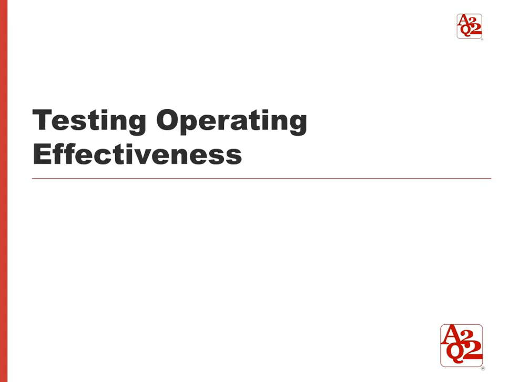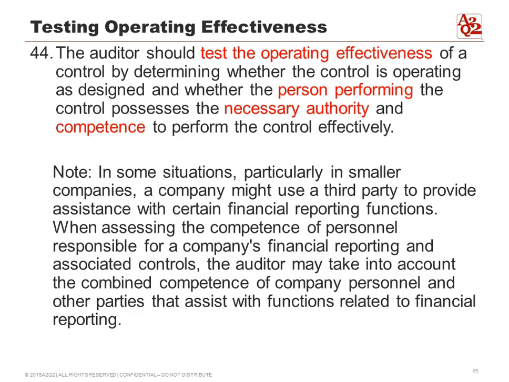Next is testing operating effectiveness. And when testing operating effectiveness, you will sometimes hear the phrase TOE, test of effectiveness. Remember, you can design the best controls, you can have the best laid plans, but if people are not performing the control as it was designed, if the person doing the actual control doesn't have the authority or doesn't have the competency, it's not operating effectively.